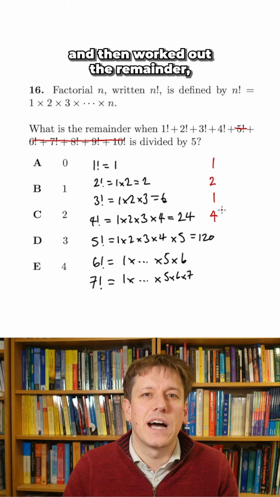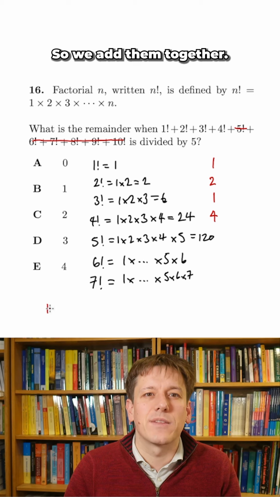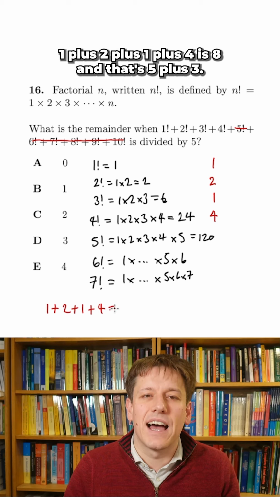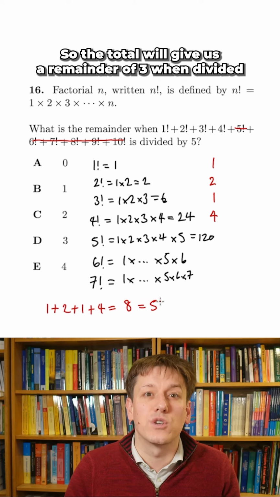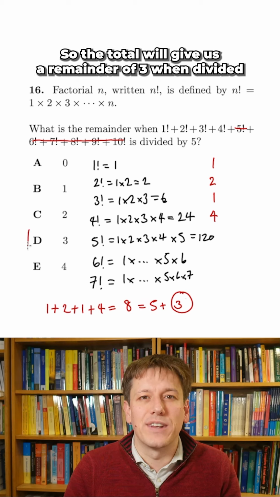You could have added them up and then worked out the remainder, but I've worked out the remainder, so we add them together. 1 plus 2 plus 1 plus 4 is 8, and that's 5 plus 3, so the total will give us a remainder of 3 when divided by 5.